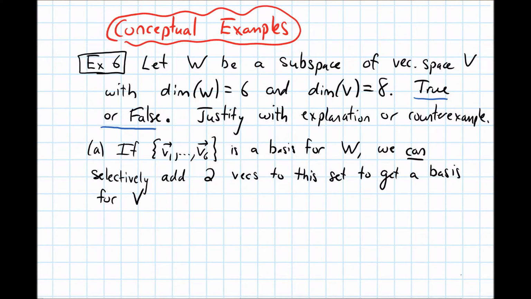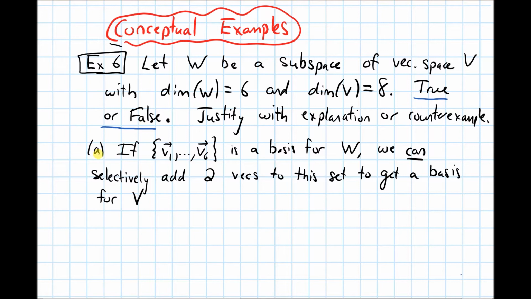In this video, we're going to look at some conceptual examples that involve dimension. Okay, so here is the first example. Let W be a subspace of some vector space V, with the dimension of W equal to 6 and the dimension of V equal to 8. And I have a true or false question, and I need to justify my answer with an explanation or a counterexample.